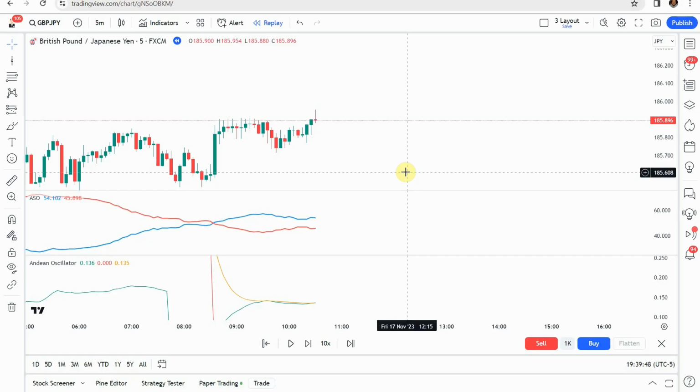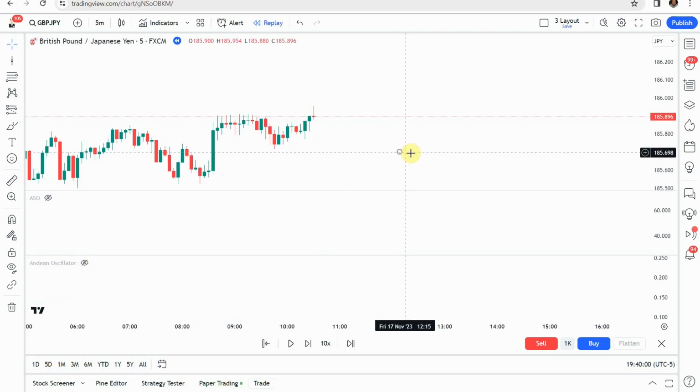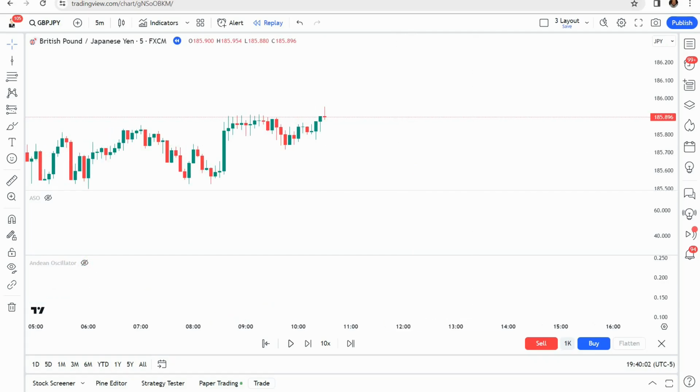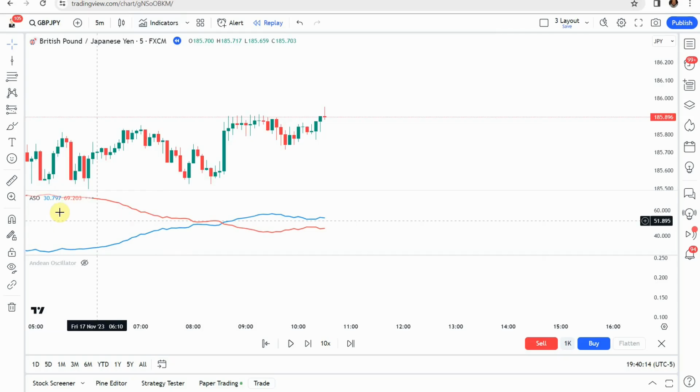The source video says it's the best and most accurate buy sell signal indicator for scalping and day trading. And so we'll go ahead and turn these two off right here. The first indicator that we will add to the screen is going to be the average sentiment oscillator. It's going to be this one right here.